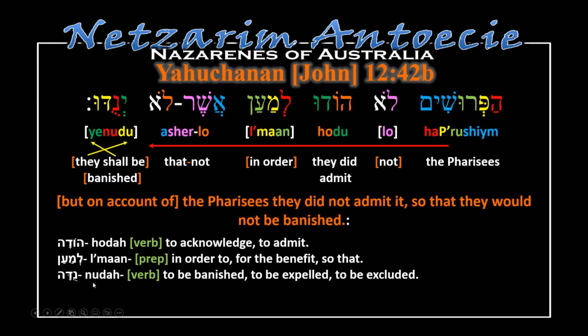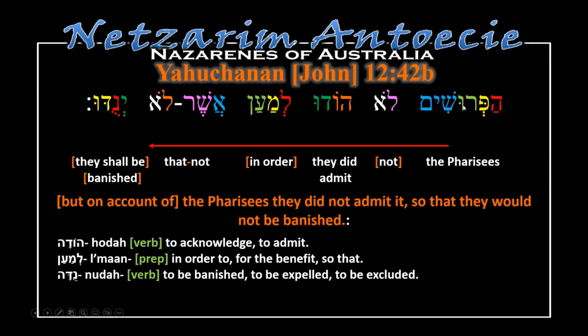So let's have a look at nuda. It's a verb to be banished, but it also means to be expelled, to be excluded. So you could use they shall be excluded or banished. But on account of the Pharisees, they did not admit it, so that they would not be banished. Now let's read that. Ha perushim lo hodu le ma'an asher lo yenudu.